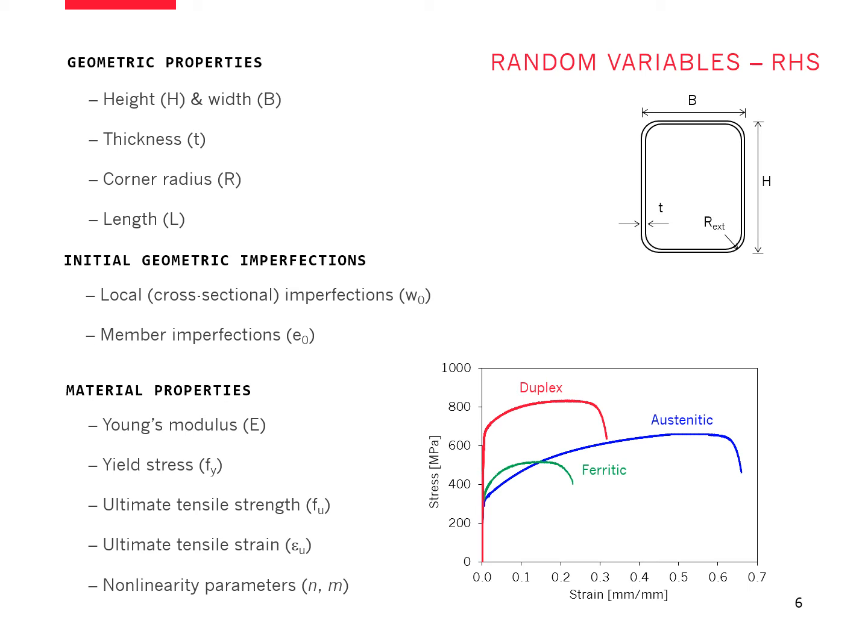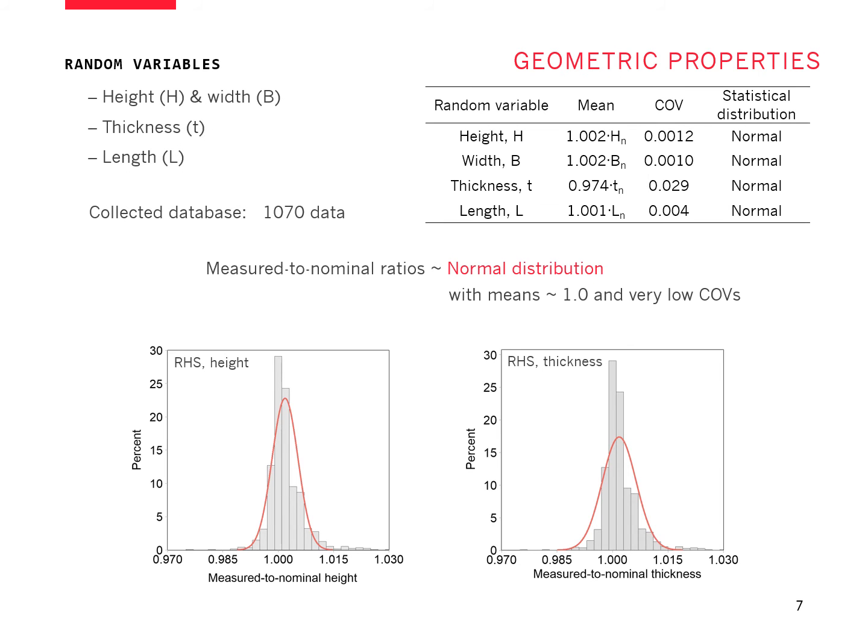Obviously, there is no time to present and discuss all these variables, so we will go through a few in this presentation. For the random variables related to geometric properties, we collected a database with more than 1,000 specimens.